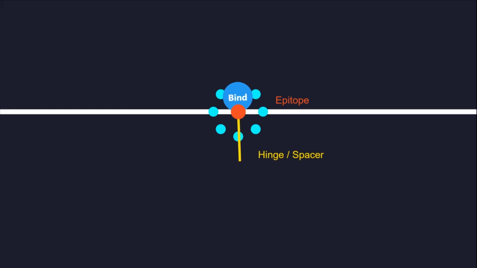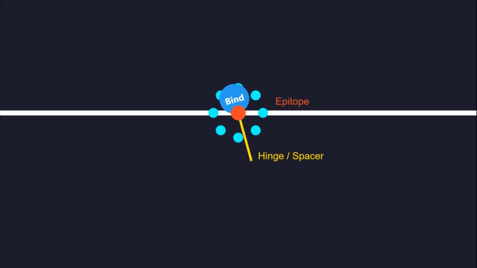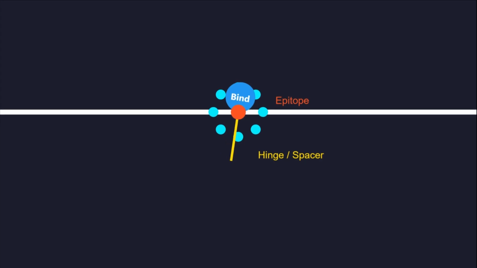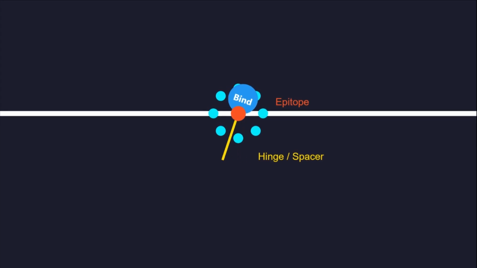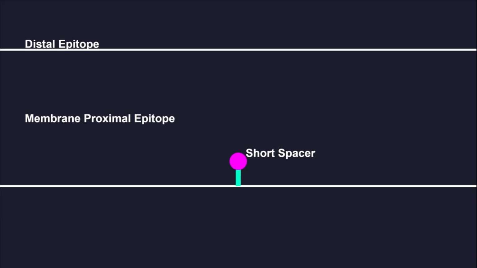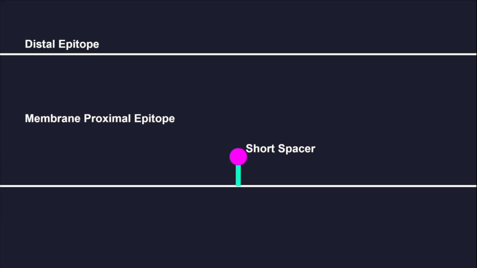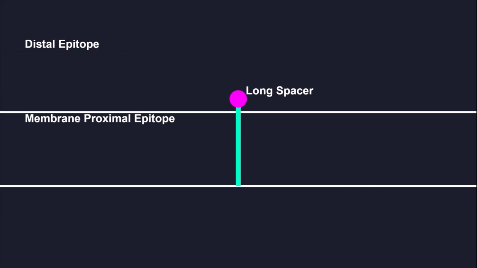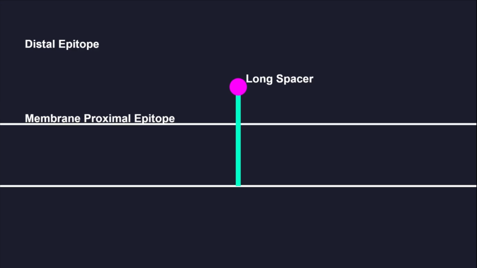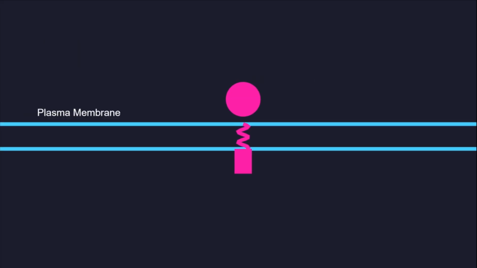Behind the binding domain lies the hinge, or spacer region, which provides the necessary flexibility to reach the target epitope and helps overcome steric hindrance during the cell interaction. Spacer length must be optimized based on the location of the target epitope. Longer spacers are required for membrane proximal targets, while shorter spacers are preferred for distal epitopes. The transmembrane domain anchors the receptor into the T cell plasma membrane and is often derived from cluster of differentiation 8 or cluster of differentiation 28 molecules for stability.